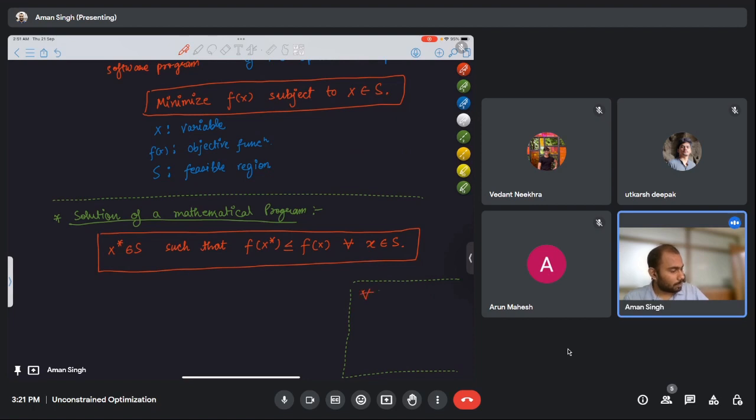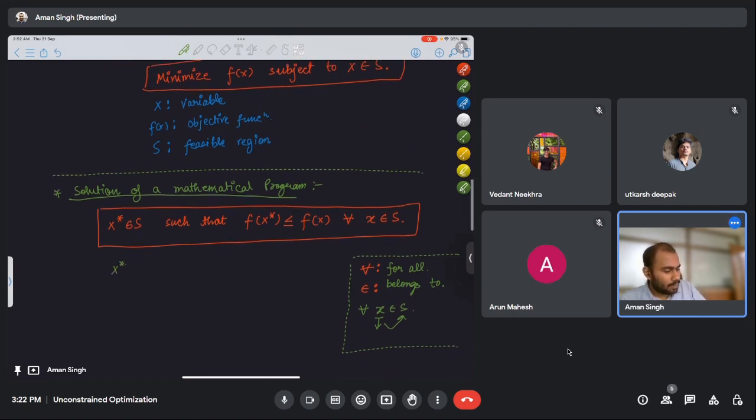This symbol is basically a shorthand for saying "for all," and this symbol is a shorthand for saying "belongs to." Most of you might know this, but if you don't, I just wanted to clarify. So when I write for all x belonging to S, this means that for all the x who are in S, this statement is true. Now let's read this statement. x star belongs to S such that f(x star) is less than or equal to f(x) for all x belonging to S. So what does this mean?